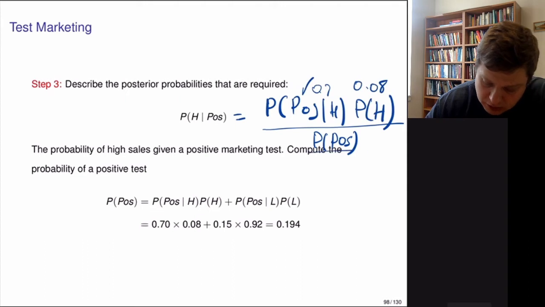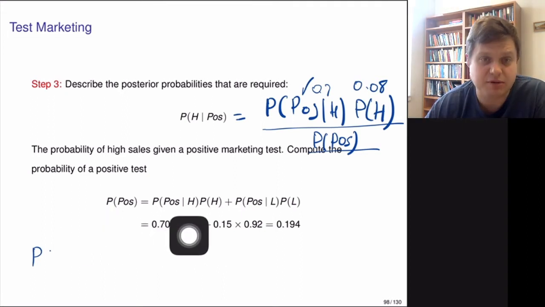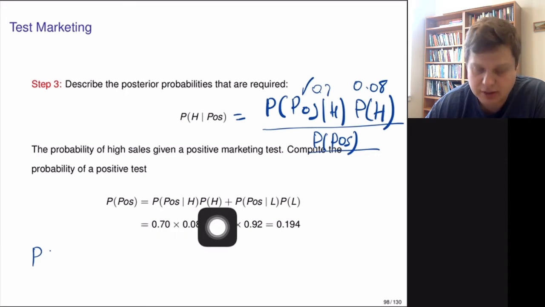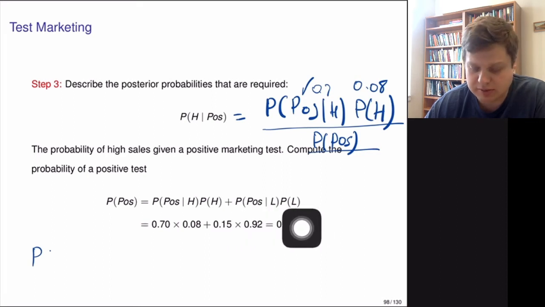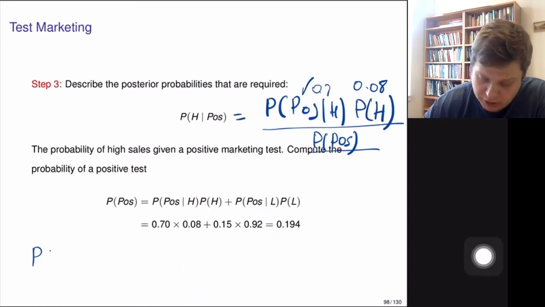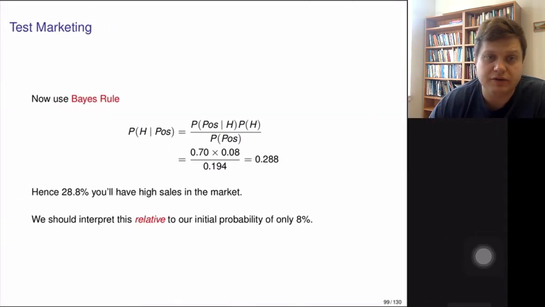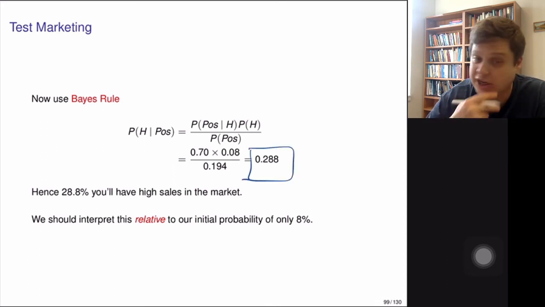So we need to calculate the total probability, and the total probability of seeing the positive reaction is the sum of the probability of seeing a positive reaction for the high sales product times the probability of high sales, plus the probability of seeing a positive reaction in the low sales scenario times the probability of low sales. So again, all of those quantities are given to us. We calculate 0.094 here, 0.194, and now we can calculate the final answer. If we plug all of those numbers into the equation, we get roughly a 30% chance that the product will have high sales given the reaction of the focus group was positive.